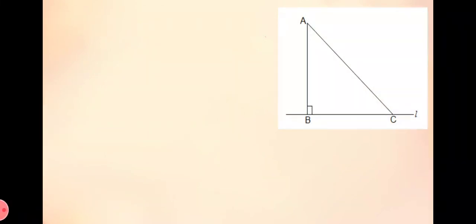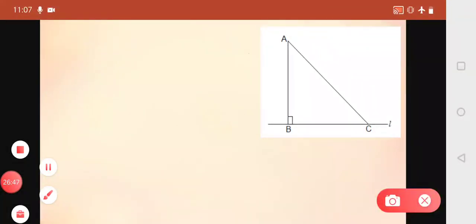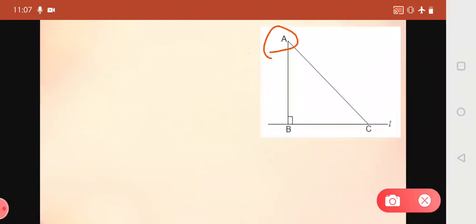Let's see the figure. Here you can see in the figure that A is a point outside line L. Here line L is given. A is a point outside. We are drawing AB perpendicular to line L, and we have selected one another point C on line L, and then we are joining A to C.